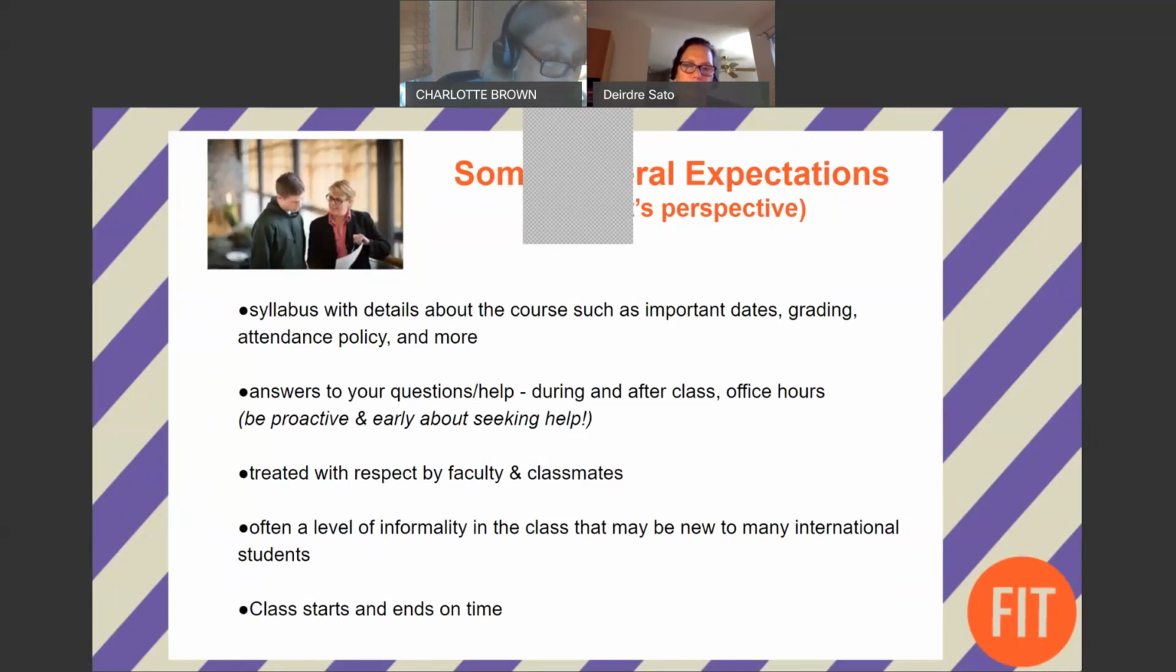Students should also expect the professors to treat them and their classmates fairly and with respect. As I mentioned before, some international students may be surprised by a level of informality in the classroom that they've not experienced before. However, this does not mean that the course is not important. It is. Lastly, students should expect professors to start and end the class on time. Again, all these expectations apply both face-to-face and remote or online classrooms.